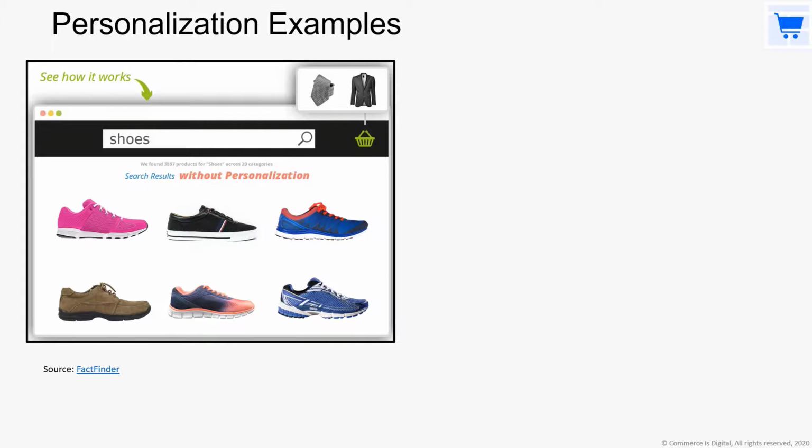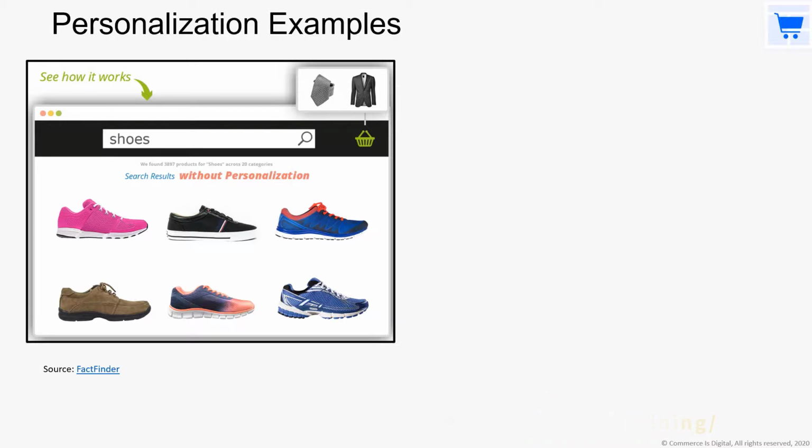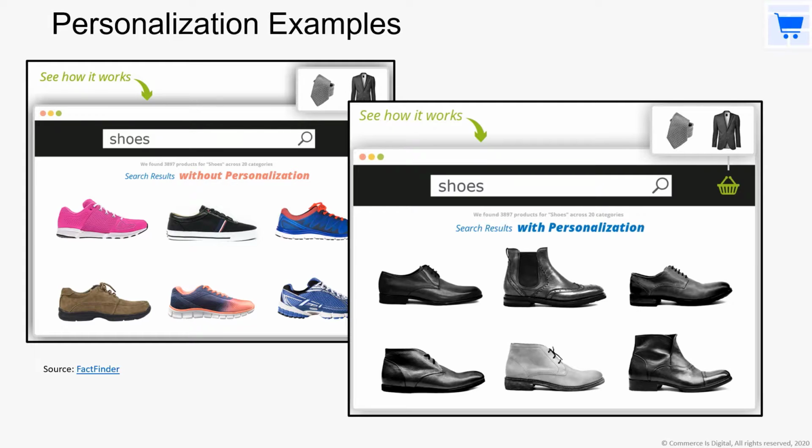Searchandising rules can be made more dynamic to deliver a truly personalized experience for each customer. FactFinder gives us an example of search result with or without personalization. So the first screenshot shows search result for shoes when we know nothing about the customer. But after the customer has added, let's say, a men's jacket to the cart, results will be different. We only show men's shoes.